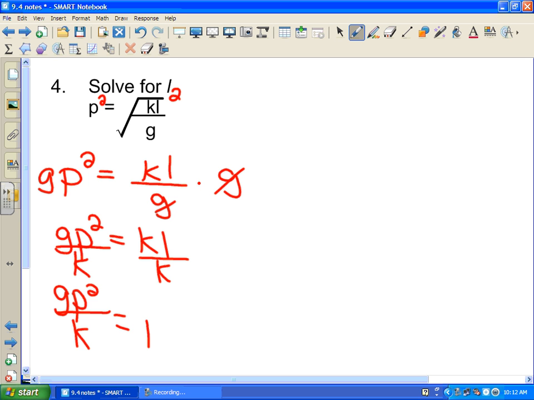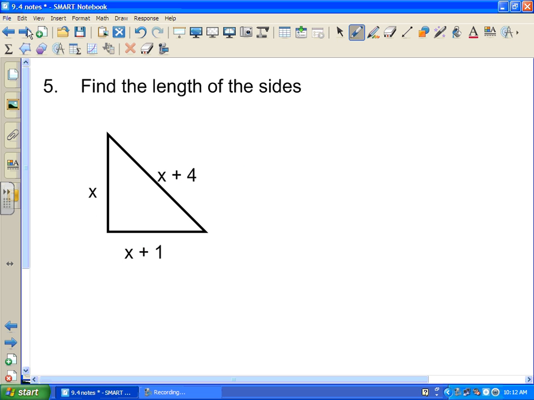Any questions so far? I have one more problem, but it's totally different. Here we go. Now the fun part. It says find the length of the sides. We have a figure. What kind of figure is this? Quick geometry review. A right triangle. Anyone remember there is a formula for finding the sides of a right triangle? It's called the Pythagorean theorem.